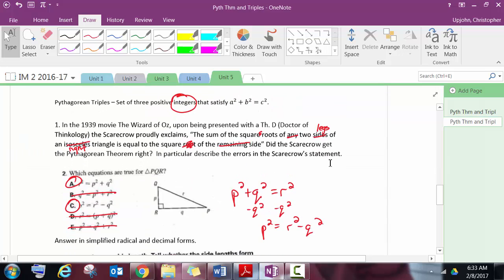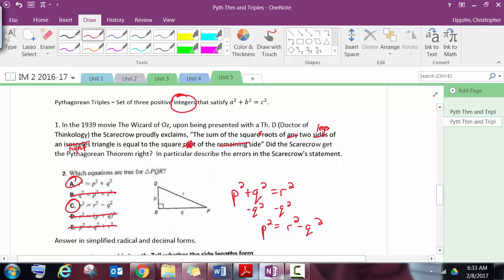So in the 1939 movie The Wizard of Oz, when the Scarecrow got his doctorate in thinkology, which is not a real degree, do not try and go get it, he said the sum of the square roots of any two sides of an isosceles triangle is equal to the squares of the remaining sides. Did he get the Pythagorean theorem right? No, he screwed it up majorly.